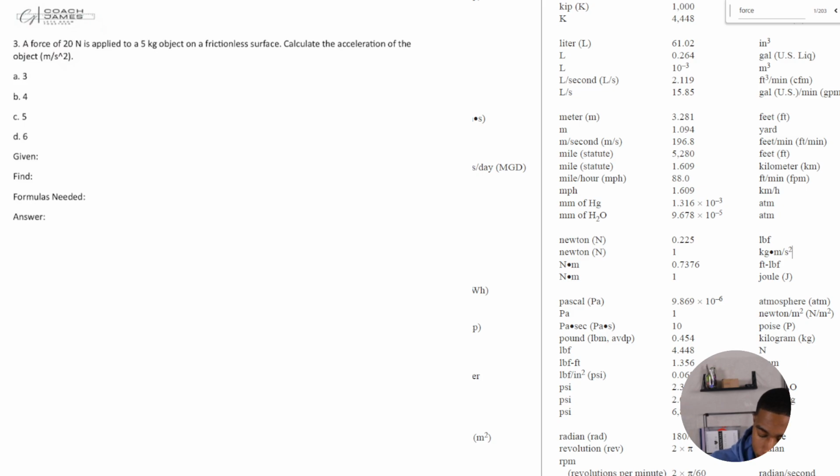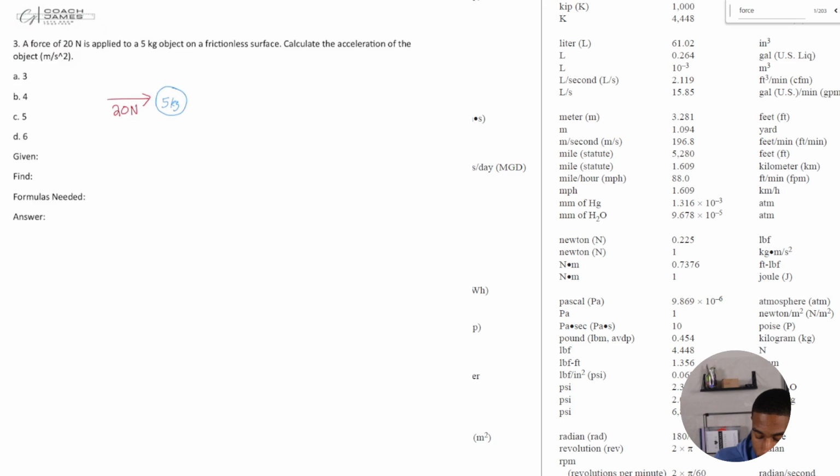I'm going to use blue. That is 5 kg. Let's call this a kickball. And we're applying some type of force, 20 newtons to the 5. So how do we calculate the acceleration?